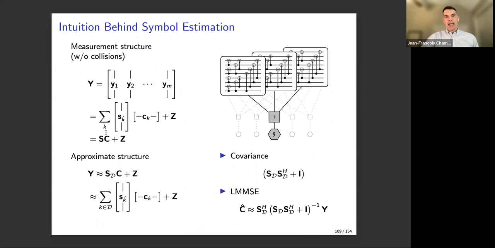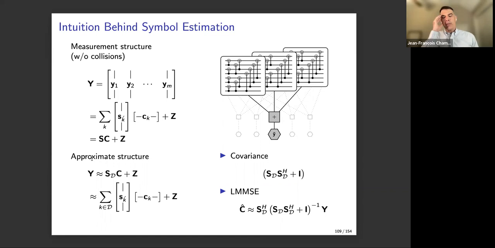If I stack the active sequences, or the true sequences, into my matrix S, then I can represent Y as a matrix of active sequences times a matrix where every row is a code word, plus some noise. And then I'm going to make the following approximation.